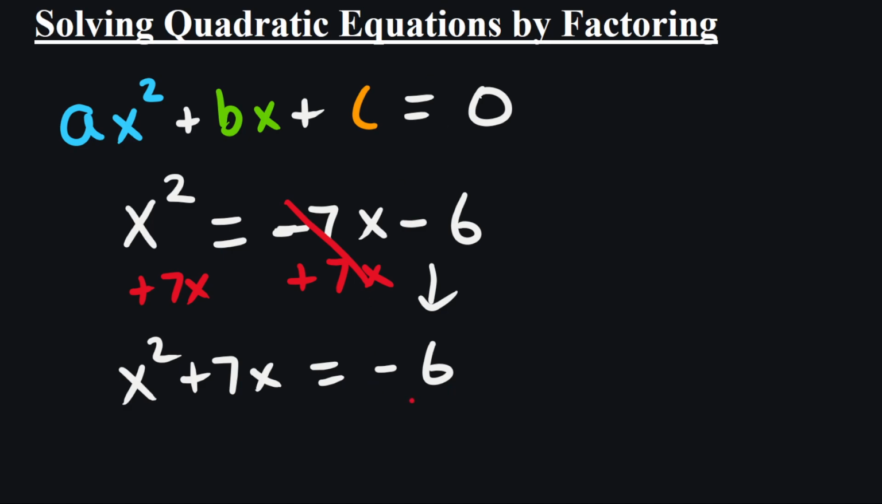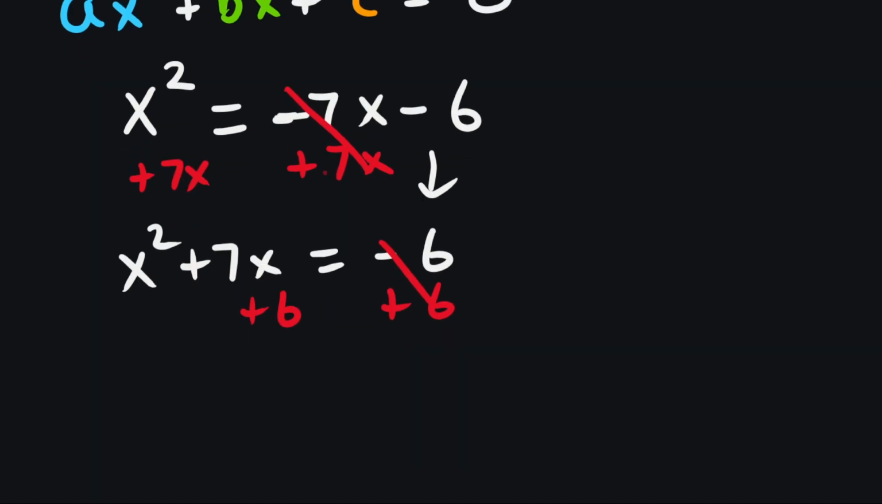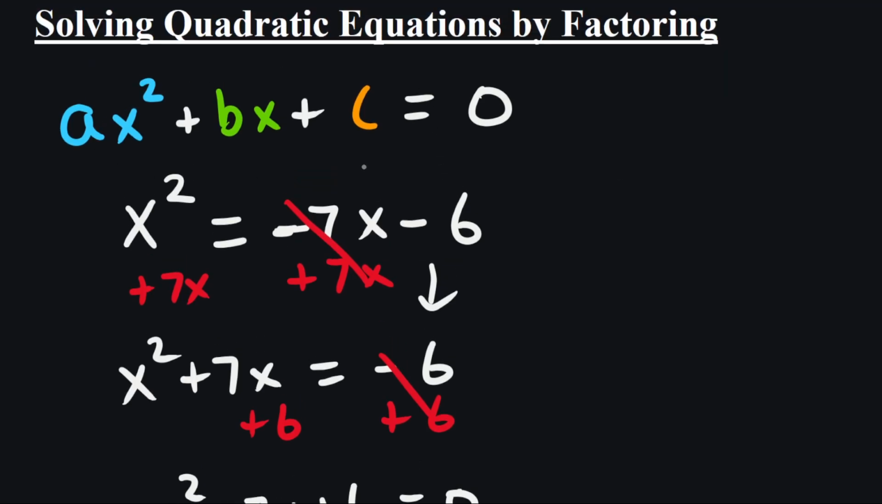And now we will move the negative 6 to the left side. So let's go ahead and add 6 to both sides. And on the left side, we have x squared plus 7x plus 6 equals 0. There we go. So now we have the right side of this equation equaling 0, which is just what we want to get it into this form.